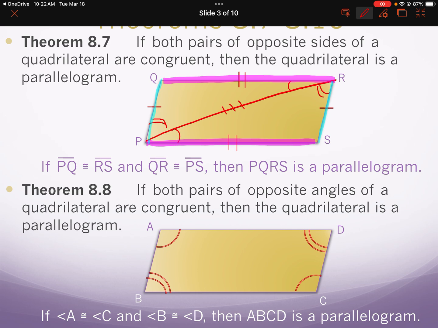Another way to show that a quadrilateral is a parallelogram is if both pairs of opposite angles are congruent. That would have to force that quadrilateral to be a parallelogram. So if you have those markings, that means that shape is definitely a parallelogram.